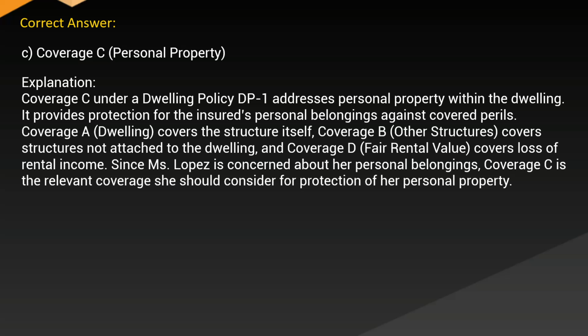Correct answer: C. Coverage C, Personal property. Explanation: Coverage C under dwelling policy DP-1 addresses personal property within the dwelling. It provides protection for the insured's personal belongings against covered perils.